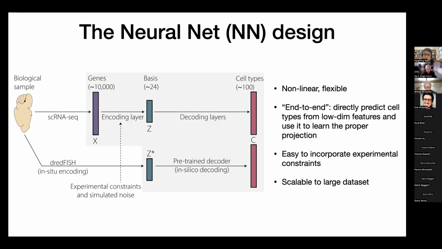And another advantage of a neural network is we can add very flexibly very different constraints to incorporate necessary experimental constraints, which I'll explain in a few minutes. And the learning framework of a neural network is also scalable to large data sets because we train by stochastic gradient descent, which uses mini batches of data, which is invariant to the size of the data set we are considering.